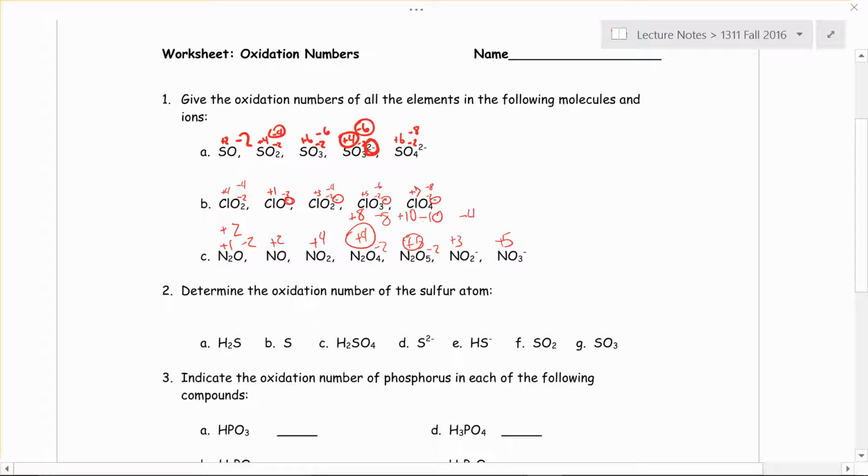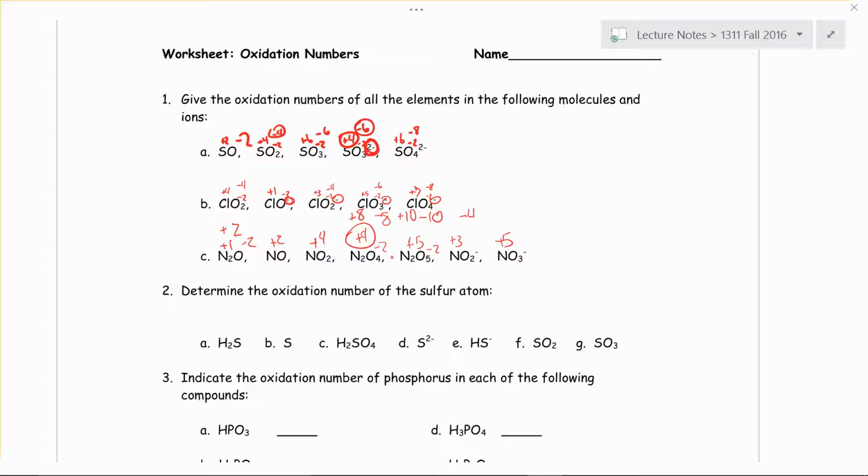What if the 2 was in front of that N? Wouldn't that mean we still have 2 nitrogens? We're not looking at how many N2O4s we have. We're just looking at the oxidation state of the nitrogen in an individual N2O4 molecule. There's only 2 of them in one molecule. That's what we're looking at, not coefficients. So if we had a 2 right here, we don't care about that. We're just describing what is the charge of this nitrogen in this molecule. It has a plus 5. Okay?